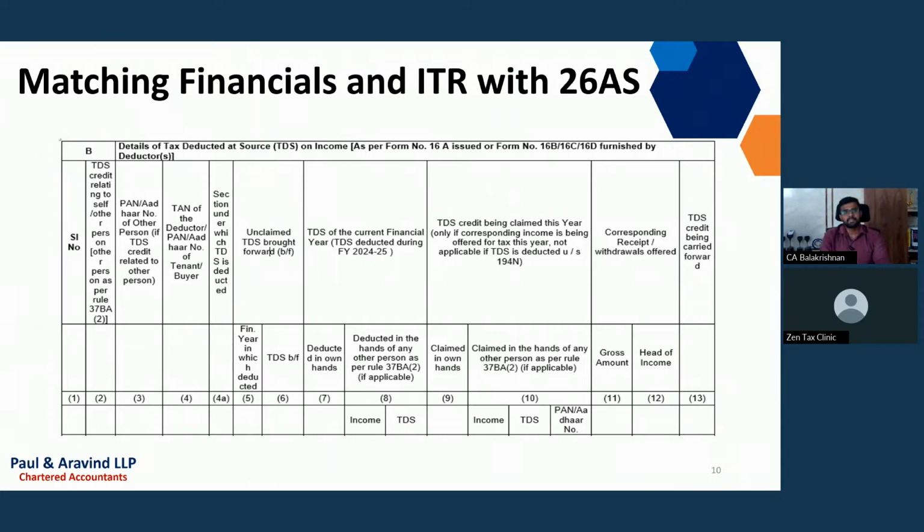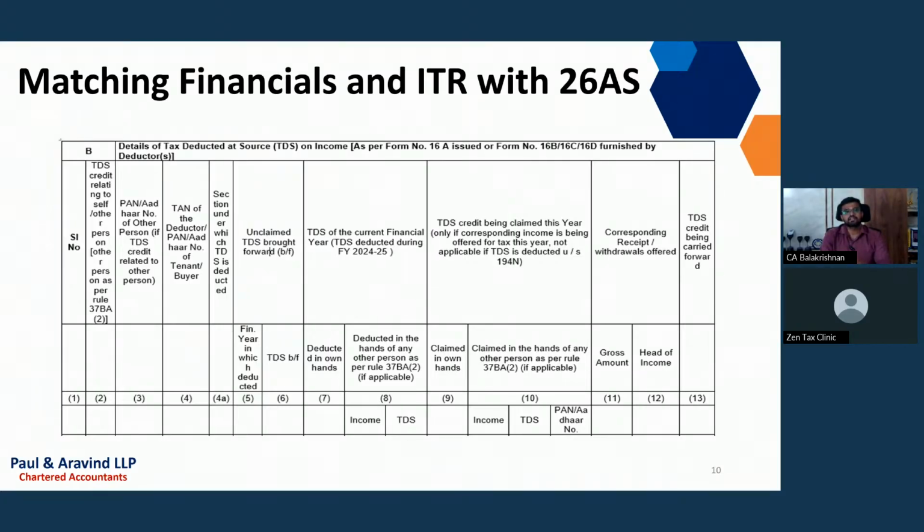And we need to give the PAN or Aadhaar of other persons. Also, we need to give the TAN of the deductor. TAN of the deductor will be available with the AS, also available in the 26AS also. And the section under which TDS is deducted also needs to be given. Say, for example, whether TDS has been deducted under section 194C or 194J or 194N, as the case may be. That proper section name also needs to be given.